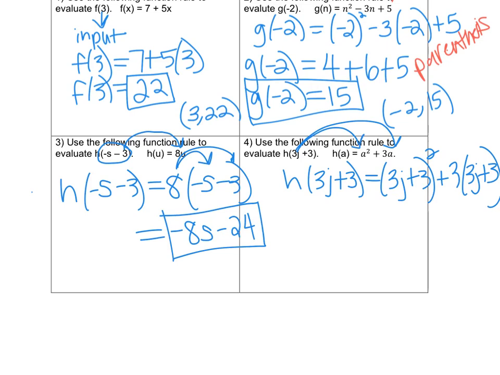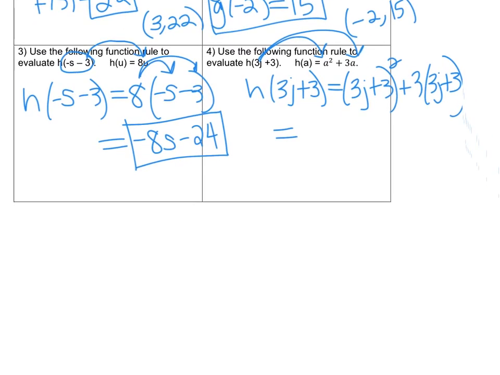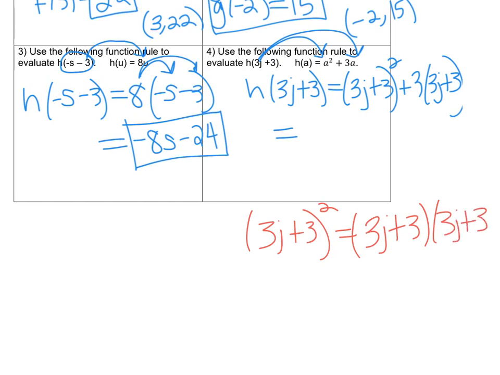Okay, let's go ahead and simplify it. So I have 3j plus 3 squared. All right, we're going to do a little review of multiplying binomials. See, I told you this would be fun. Remember, 3j plus 3 squared is really the same thing as 3j plus 3 times 3j plus 3.